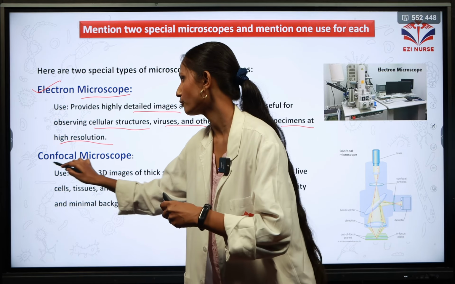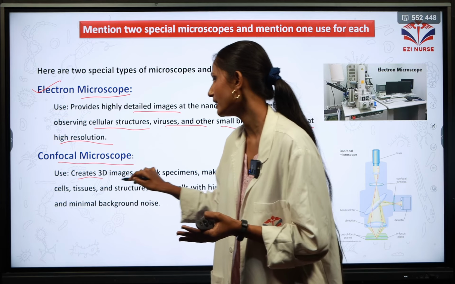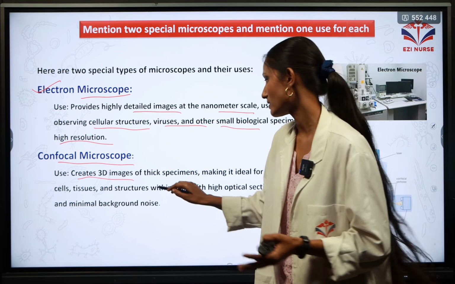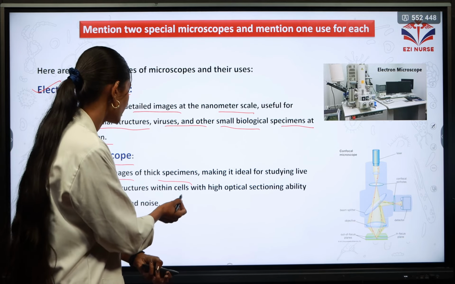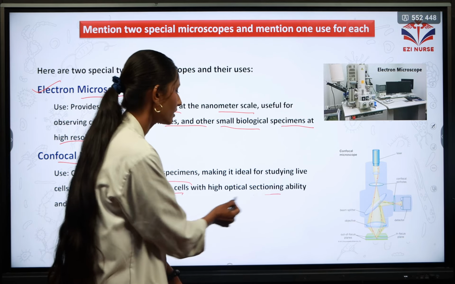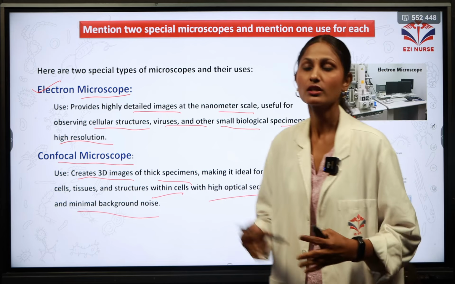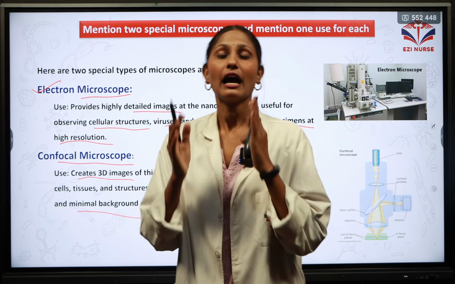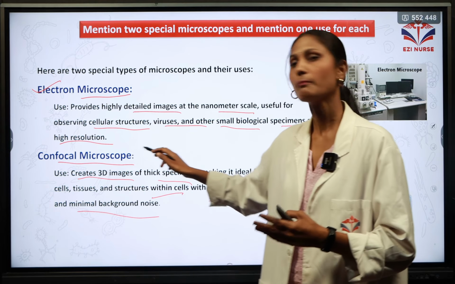The next one is the confocal microscope. With the confocal microscope, with the help of 3D images, you can see thick specimens. Means you can observe the various cells inside, and it has a high optical sectioning ability and minimal background noise. So it minimizes the background noise, and only the thing which we have to observe can be observed under the confocal microscope.